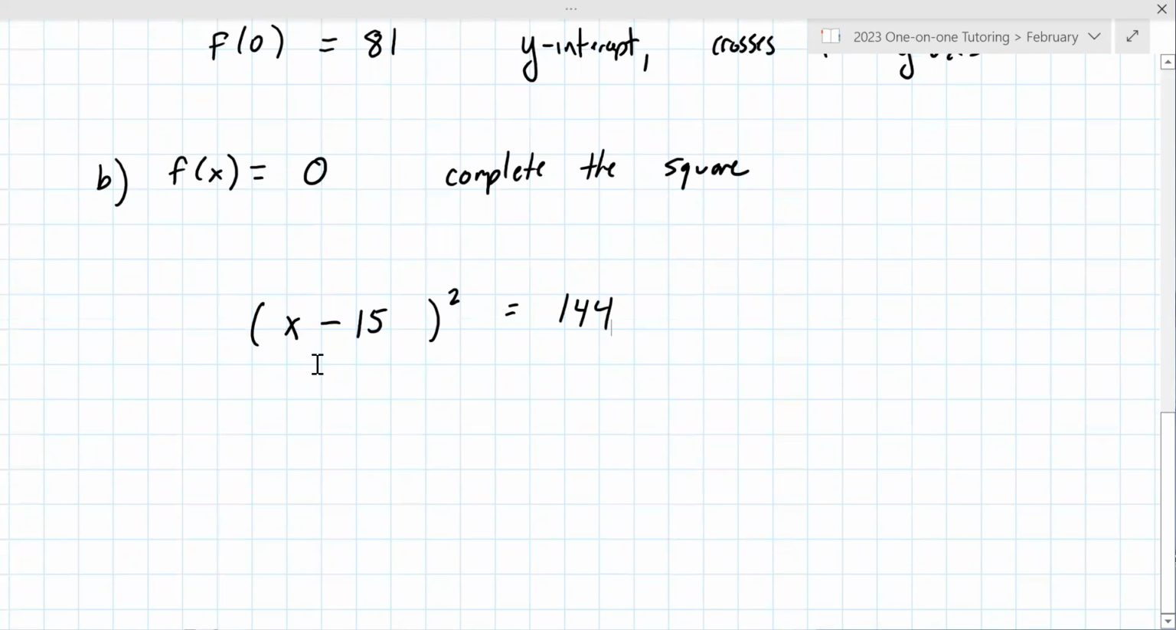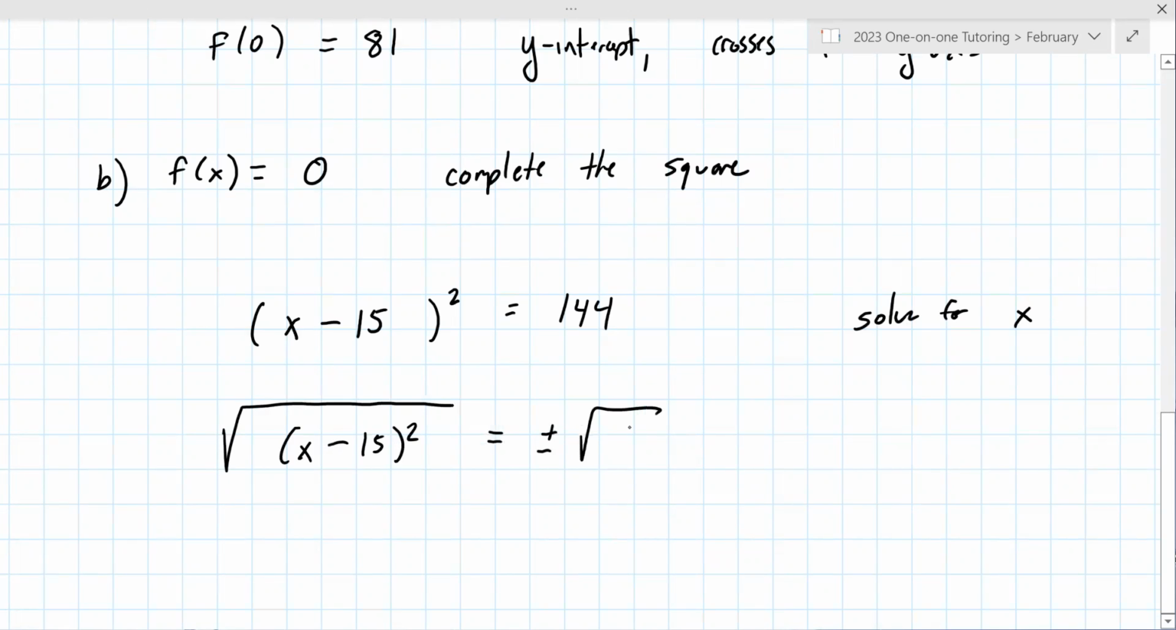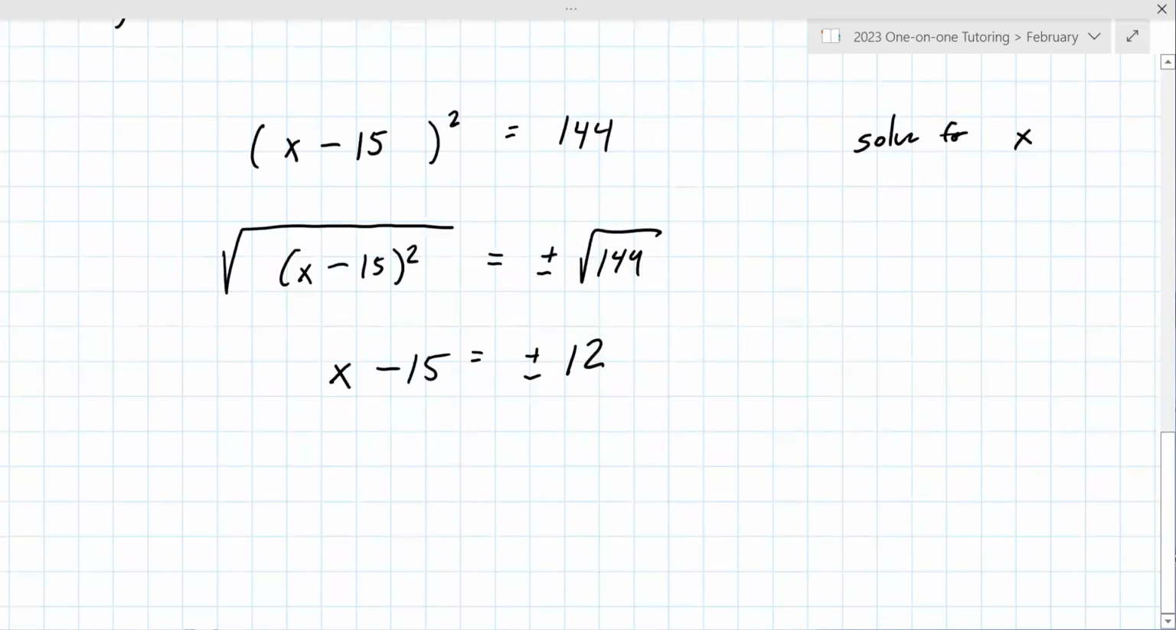So your goal here is to solve for x. And you do this by taking the square root of both sides. On the right, it's plus or minus, though. There's the two types. So you have x minus 15 equals plus or minus the square root of 144, which is 12. Then you simplify that. You have to write two equations.